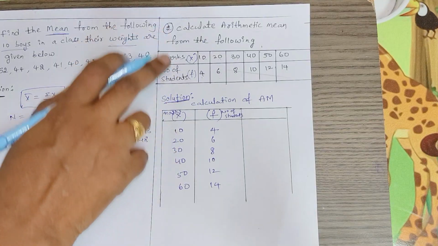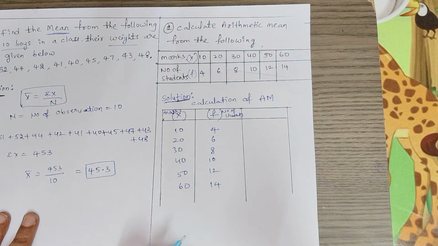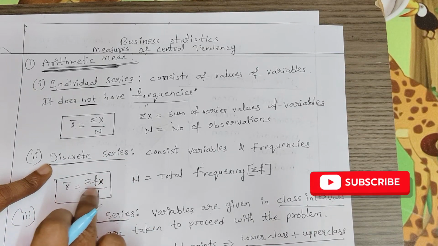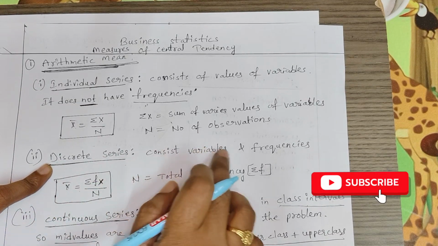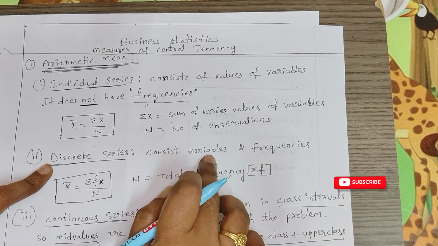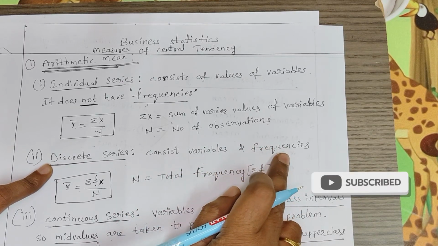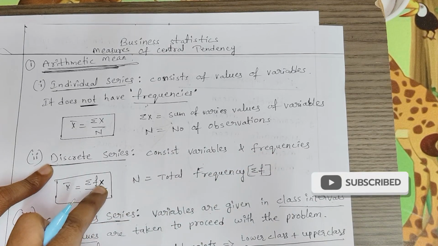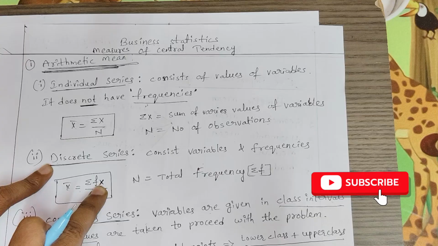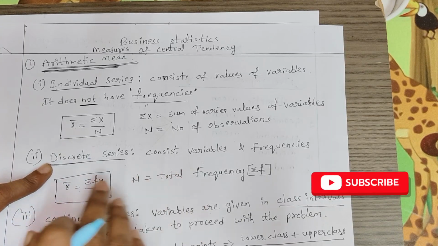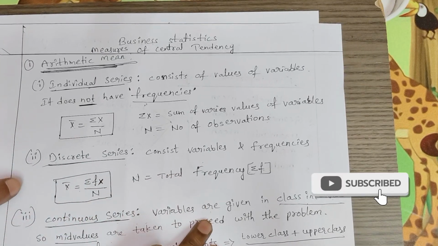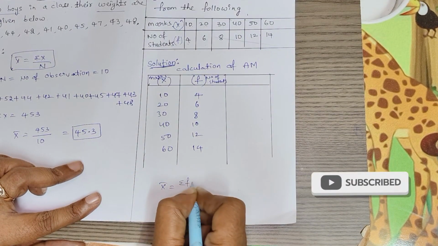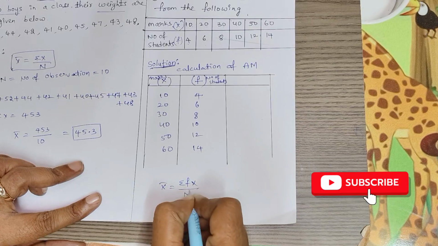And in a discrete series we have a formula. What is the formula? In a discrete series, mean is equal to summation of fx divided by n, because we have variables as well as frequencies. Variables are x values, frequencies are f values. If you have x and f values, both are multiplied and you get one more column. By using that column, you will get summation of fx. Just write down this formula: X bar is equal to summation of fx divided by n.